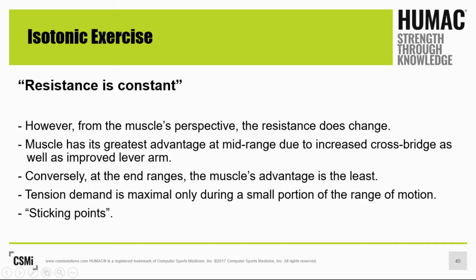So with isotonic mode, the resistance is constant, but I put that in quotes because from the muscle's perspective, it's not. I told you earlier that the muscle has a mechanical disadvantage at end ranges, but it's strongest in the middle range. So when the resistance is held constant, the muscle has to work harder at certain points than others. So in order for the patient to complete the full range of motion, the load has to be low enough for the weakest points to overcome it. If not, then you get sticking points and they have to compensate or cheat to get through the range.